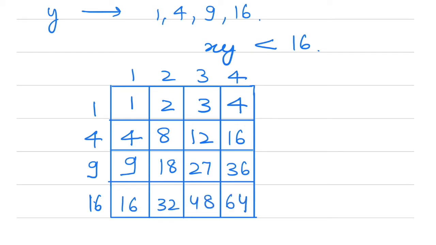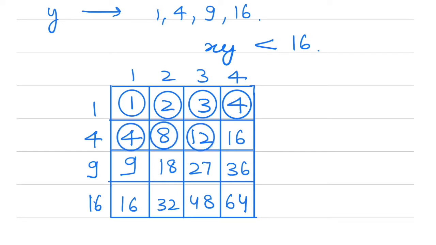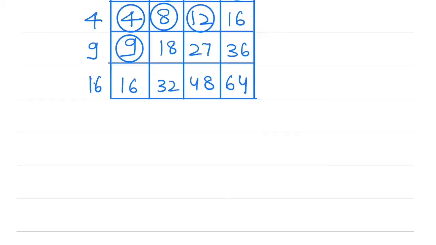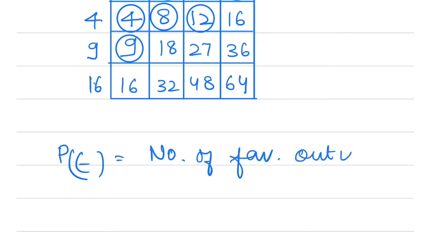So what are the options for having product less than 16, not even 16, right? So this would be this number, then this number, this number, this number, this, then 16. It should be less than 16. So that's all. Probability of event is equal to number of favorable outcomes by total number of outcomes.